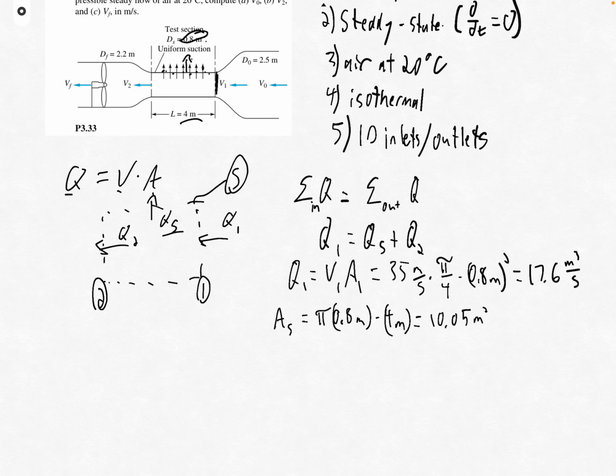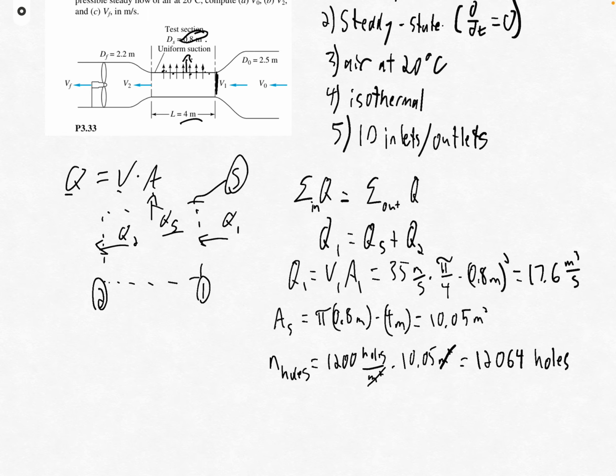So that's the area over which we have all of these holes that are providing uniform suction. So the number of holes is going to be 1,200 holes per meter squared times 10.05 meters squared. And that's going to be 12,064. So we have 12,064 holes providing uniform suction out.